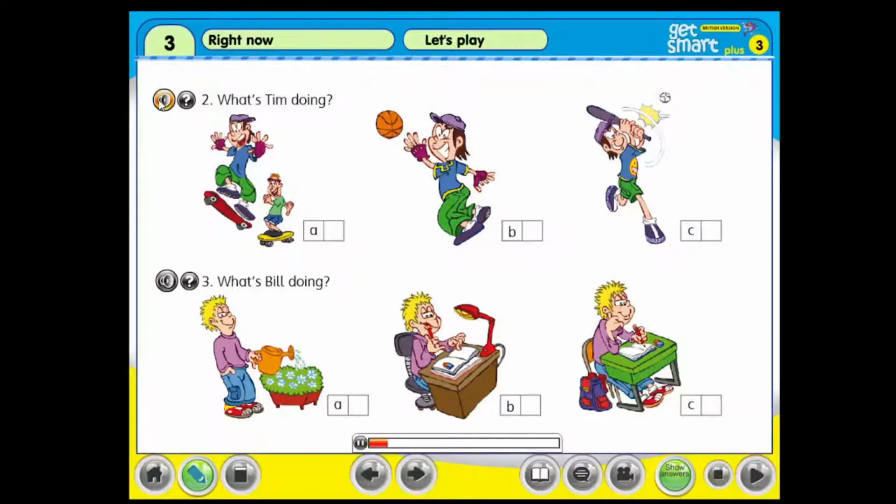What's Tim doing? Where's Tim? He's at the park with Bob. Are they playing baseball? No, they aren't.